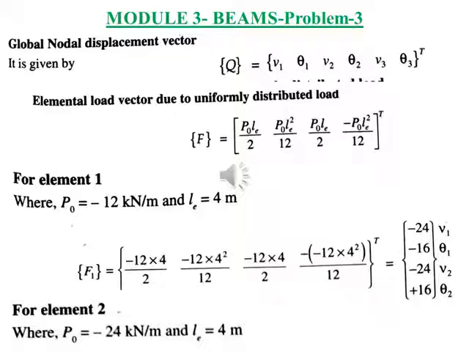So F1 is nothing but minus 24, minus 16, minus 24, plus 16, which corresponds to mu1, theta 1, mu2, theta 2 for element 1. Here you can observe that the P0 value is minus 12 kilonewton per meter, whereas for element 2 the P0 value will increase to 24 kilonewton per meter. Minus signs indicate that the load is acting in the downward direction.